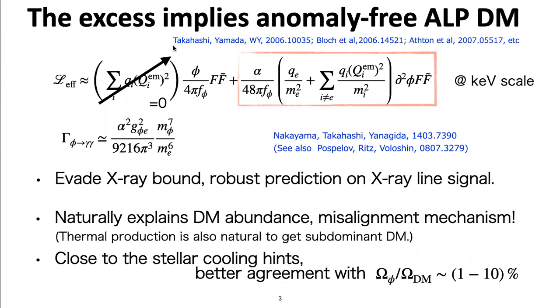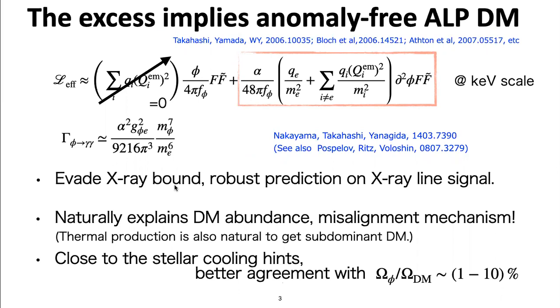The coupling to photon comes from the dimension 7 term. So we get a suppressed decay rate due to the suppression of this power by this power. Therefore, this scenario is consistent with the X-ray observation. And also, due to this decay rate, we have a robust prediction on the X-ray line signal.